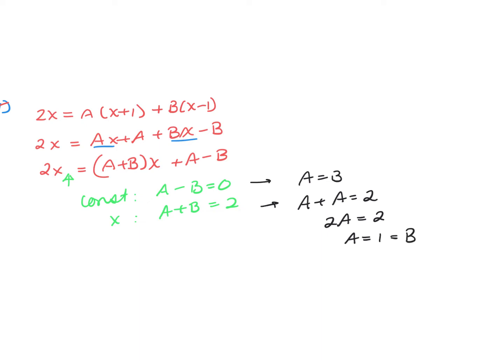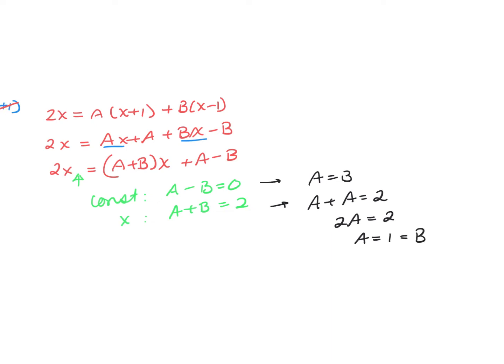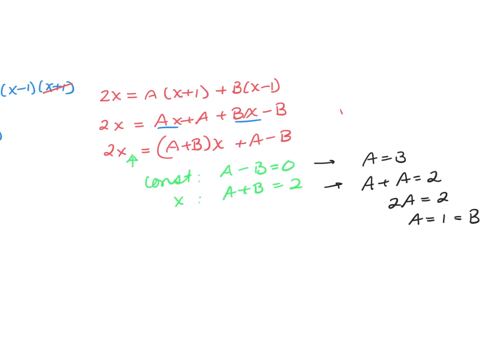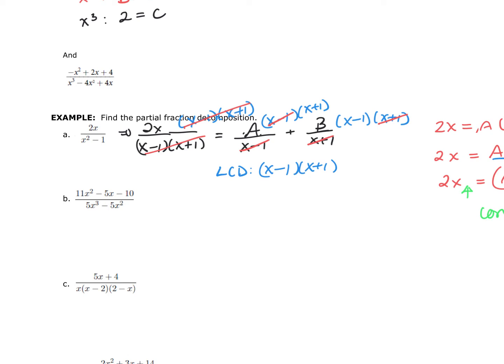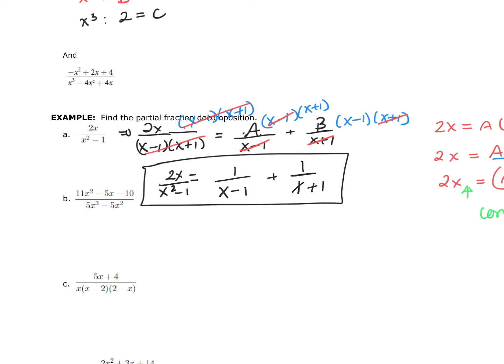Okay, so I'm still not done. All I've done is find the coefficients in the numerators of my partial fraction. So to answer the question, I'm going to come back and say this 2x over x squared minus 1 is equivalent to 1 over x minus 1 plus 1 over x plus 1. And there is my partial fraction decomposition.